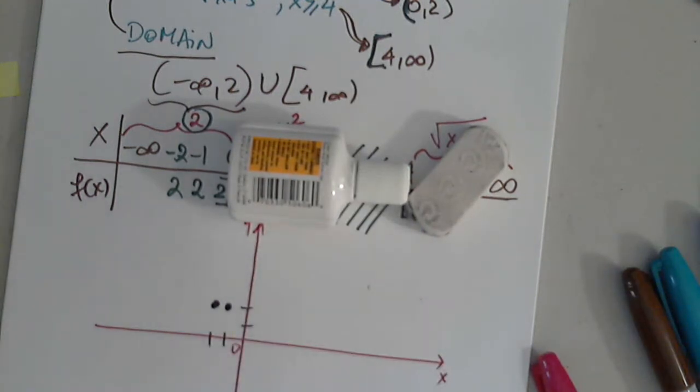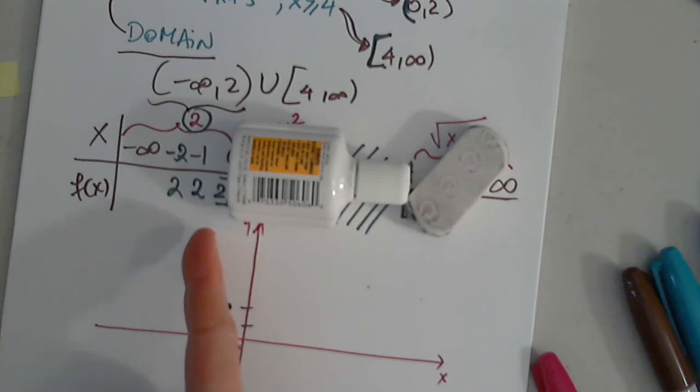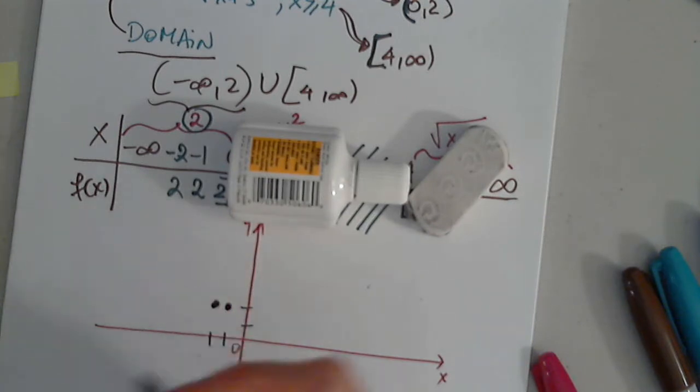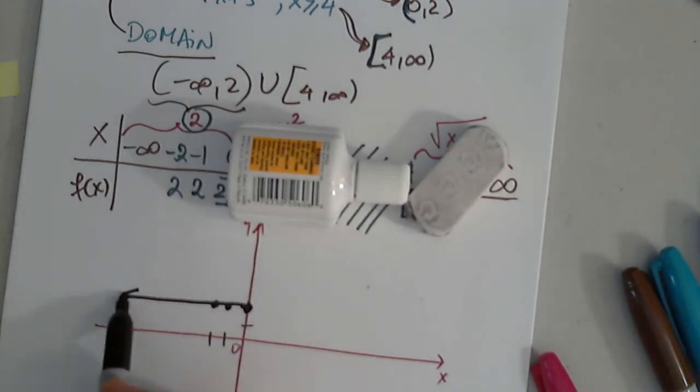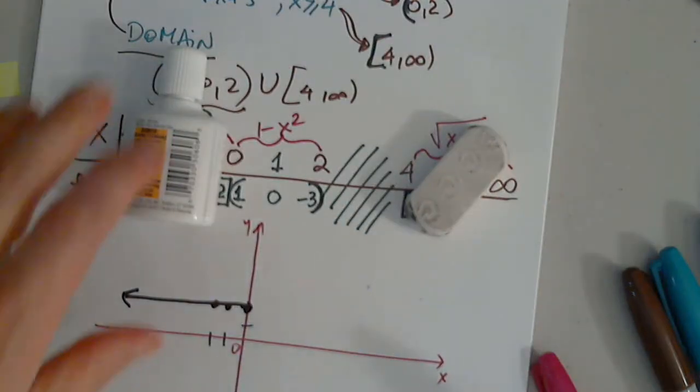Full point or open point? Open. There is a bracket. So bracket, that would be full. Exactly. So we finished graphing that piece. It's done. We don't look back.